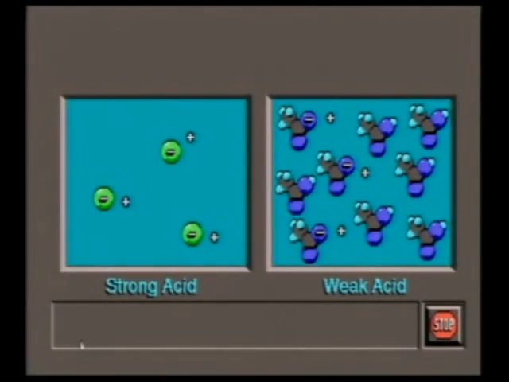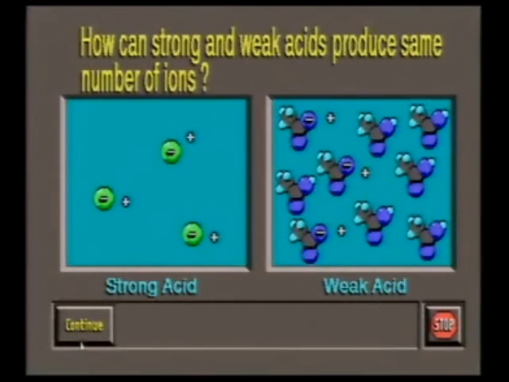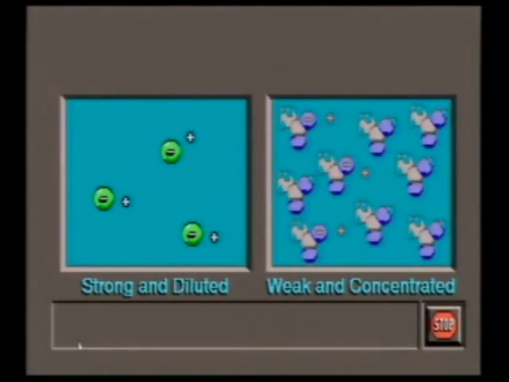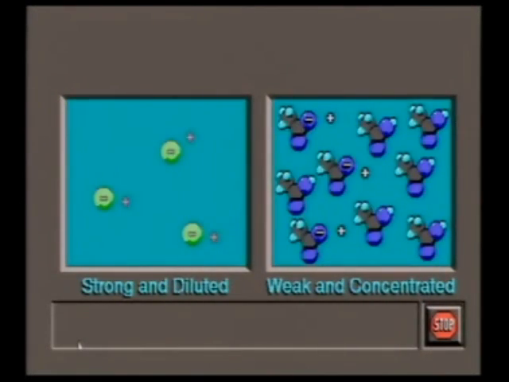How can two acids of different strengths have the same number of hydrogen ions per liter? The strong acid is completely dissociated, but since it is very dilute, the number of ions per liter is very low. The weak acid only partially dissociates, but since the solution is highly concentrated, it has about the same number of hydrogen ions per liter. The strength of the acid or base and the concentration of the solution are two different characteristics that can occur in different combinations.